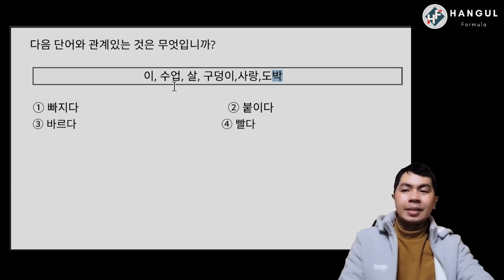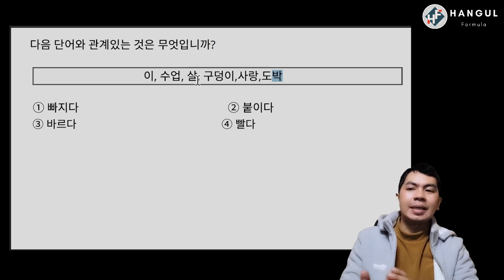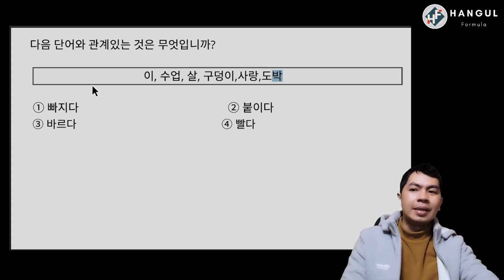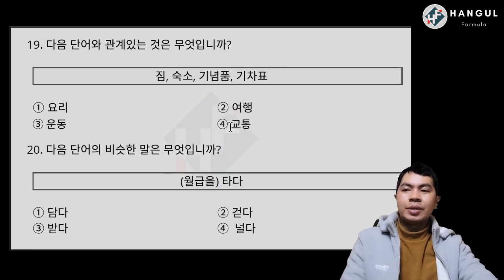So, yun yung pinaka-common nila. Ano yung verb na common na ginagamit along with these nouns? And given with these nouns, ibig sabihin, yung isang verb na yun is maraming meaning. Okay? But, dito muna tayo sa number 19.